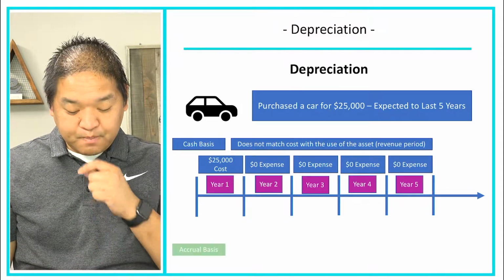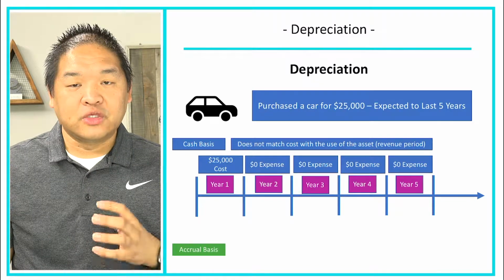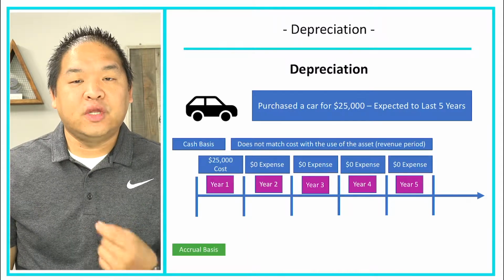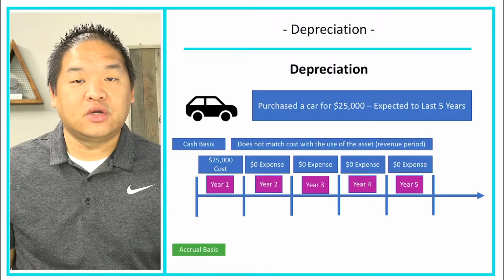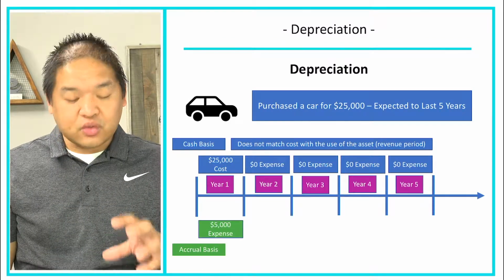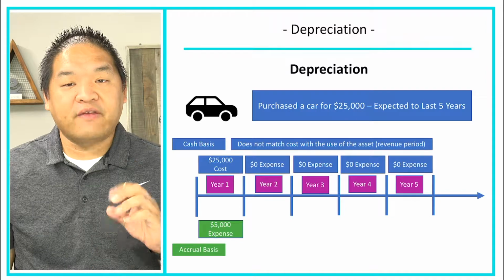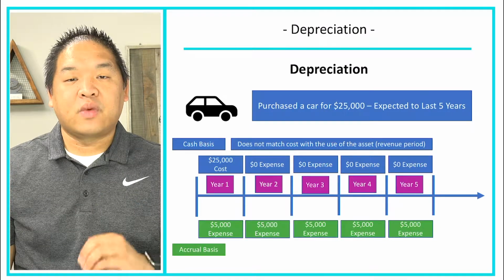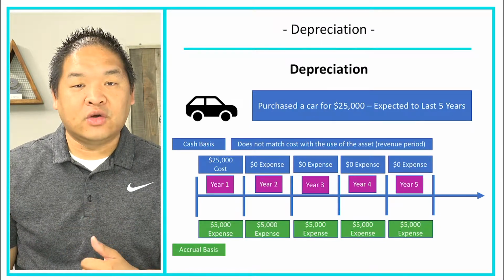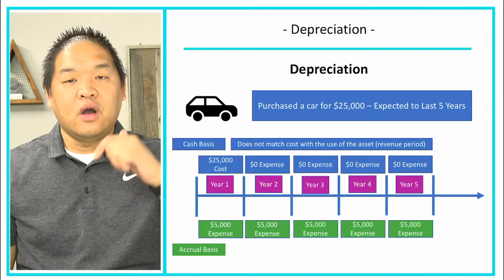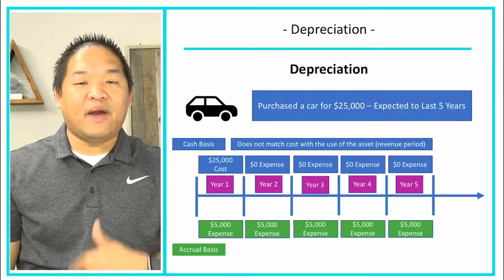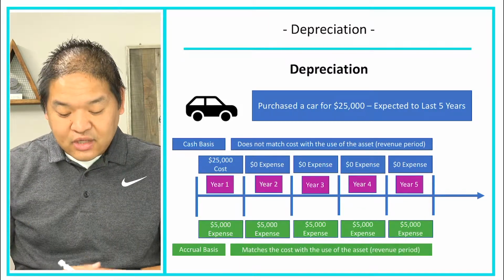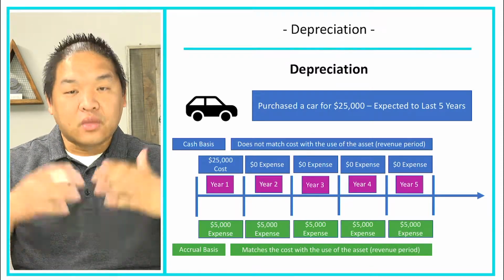So what do we do? Well, under the accrual basis, we are going to take that $25,000 and spread it to every year in which we incur revenues, or are expected to incur revenues. So in this case, instead of just $25,000 of expense in year 1, we would have $5,000 of expense in year 1, $5,000 for each of the years represented by the usefulness of this vehicle. We expect this vehicle to be useful over 5 years. So $25,000 divided by 5 gets us $5,000 a year. Now, this way matches the cost with the use of the asset, the revenue period.